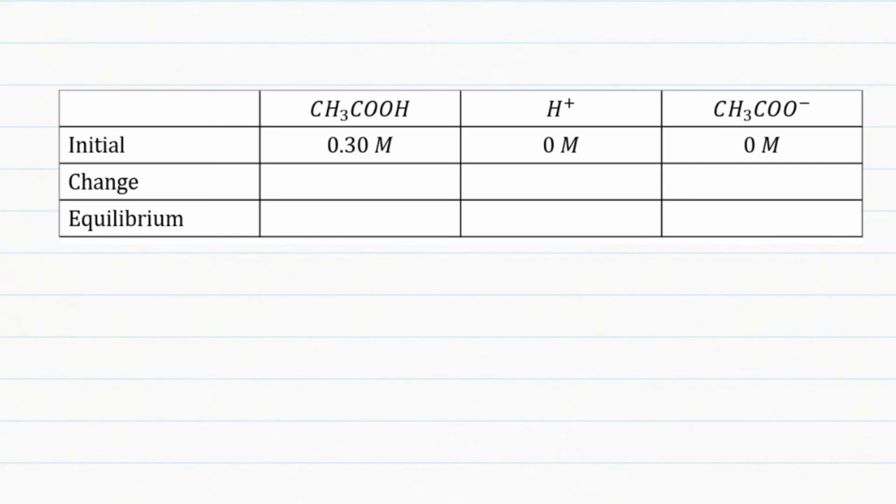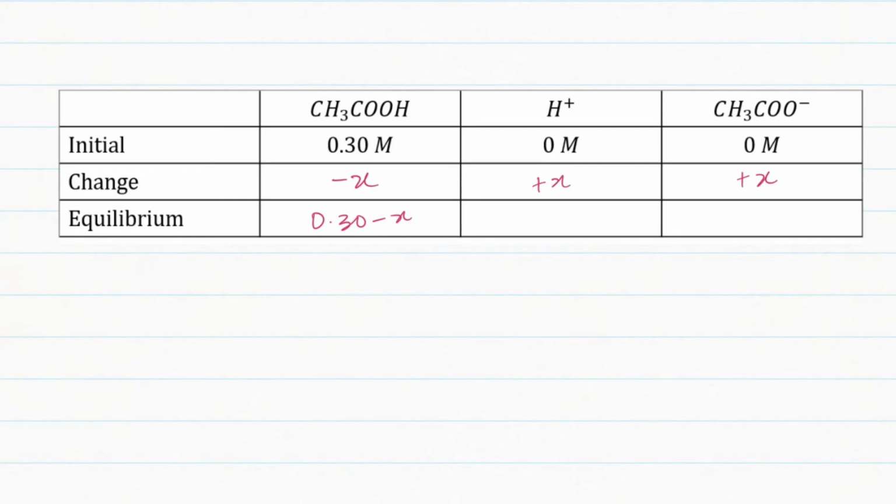When reactions occur, the reactants are used to make new products. Therefore, the concentration of the reactants will decrease by some amount, which we'll call X, and the concentration of the products will increase by some amount, which we'll also call X. So for the change, ethanoic acid will decrease by X amount, H+ ion concentration and the ethanoate ion concentration both will increase by X amount. So at equilibrium, you'll have the initial concentration of ethanoic acid minus X, while for the H+ and ethanoate ions, you'll have the initial concentration plus X.